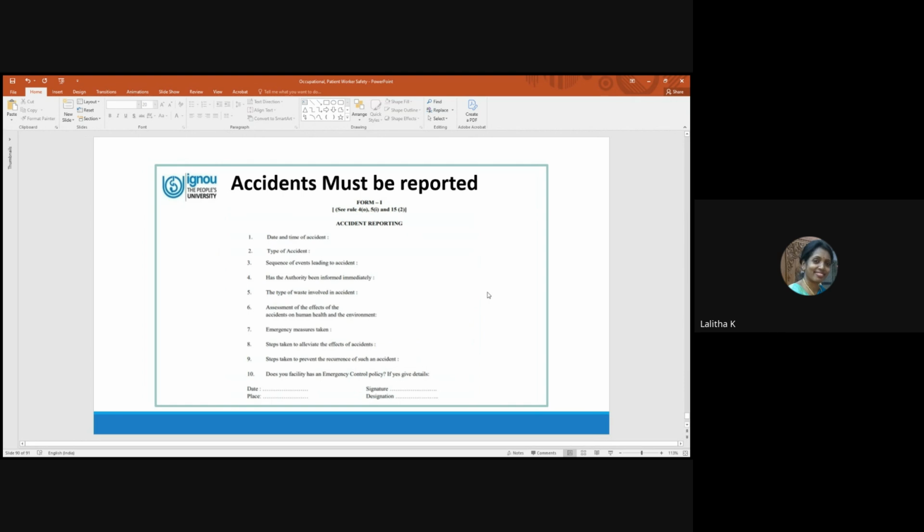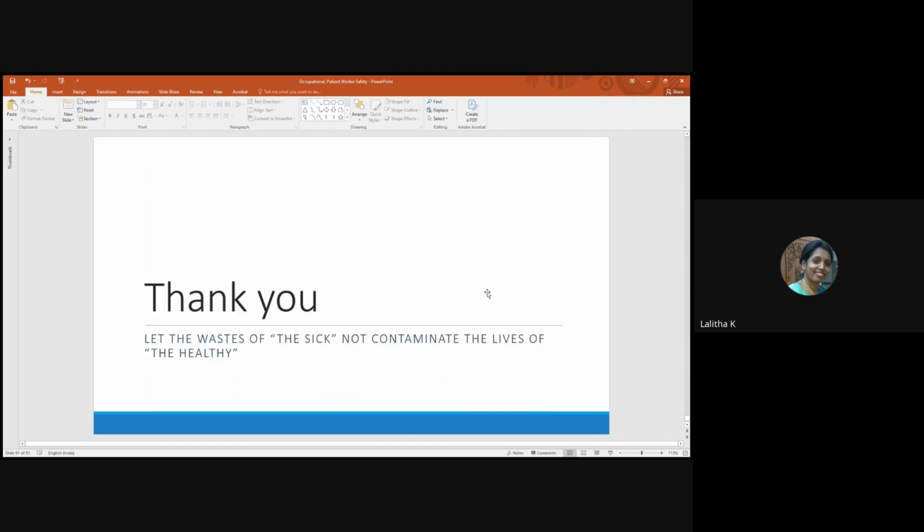And any such event must be documented as a needle stick injury. If there is a bigger accident, it must be reported to the pollution control board on Form 1. Bigger accidents means, for example, an accident of the vehicle which is transporting waste, or huge blood spillage. Those things have to be reported to the pollution control board within 24 hours.